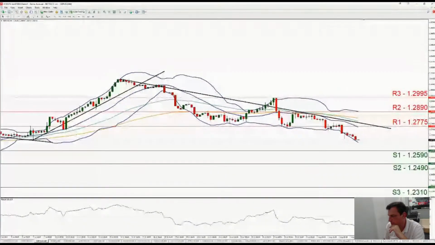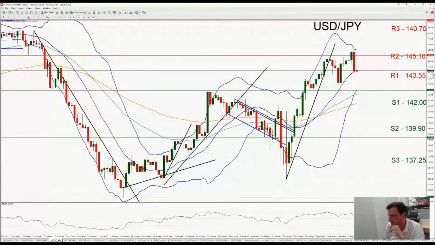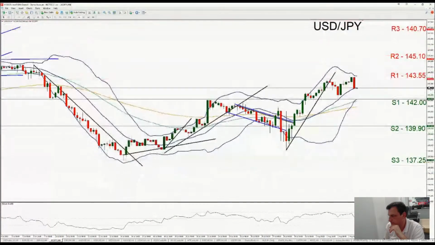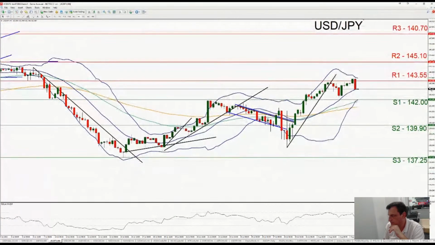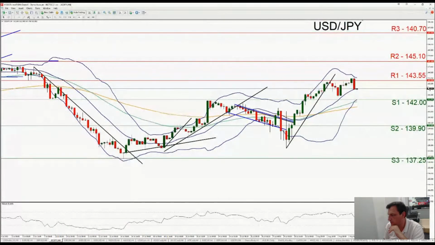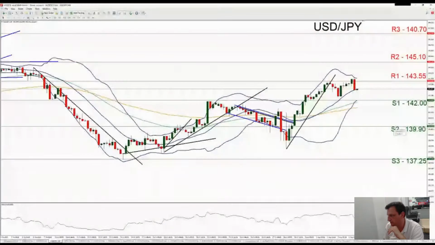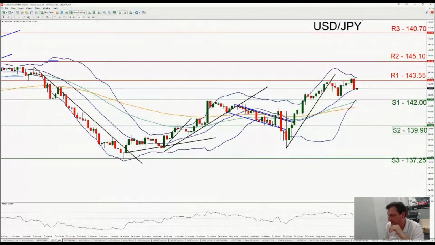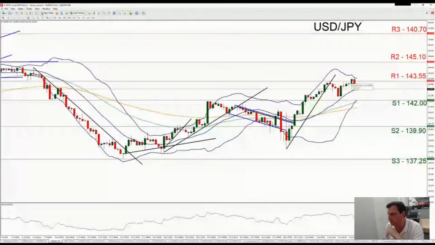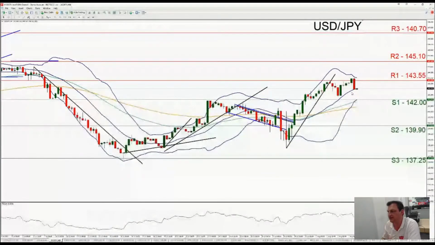Let's have a look at USD JPY. Okay, interestingly enough, the pair was able to stabilize just below the 143.55. It's interesting that it had another go at the resistance line right here. However, that seemed to fail, and overall the resistance line tended to hold its ground. So we tend to maintain our bias for the sideways motion to continue, possibly between the R1 and the S1.